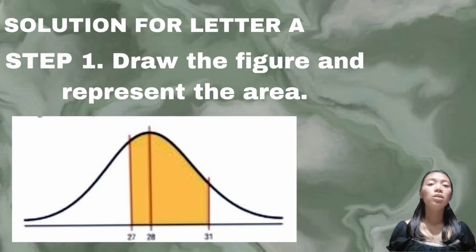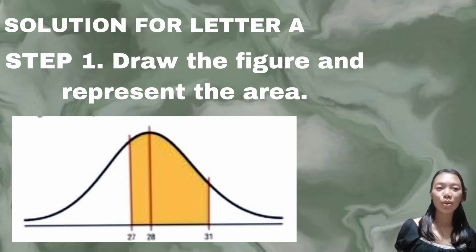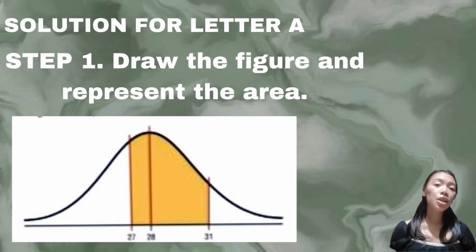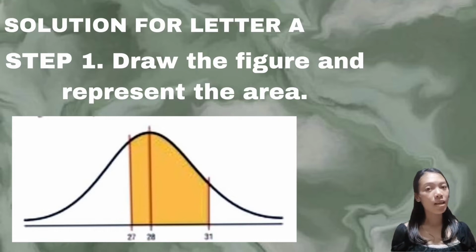Step 1. Draw the figure and represent the area. So, remember, class, as in example number 1, this is what we will do. We sketch it to analyze it and see what we will do. In A, class, our mean is 28 pounds, and our standard deviation is 2. And we have two x values: x sub 1, which is 27, and x sub 2, which is 31.